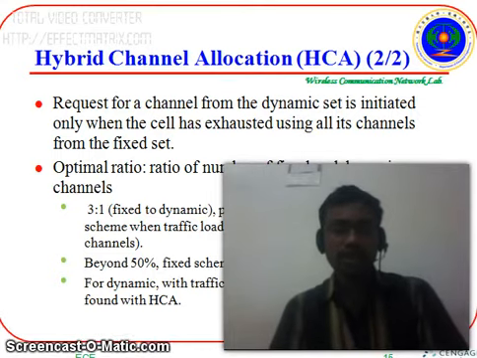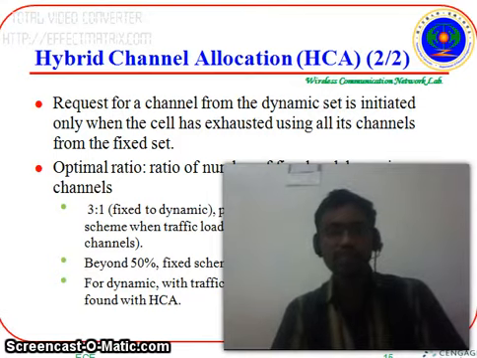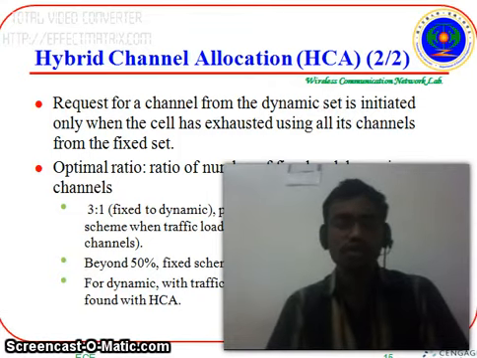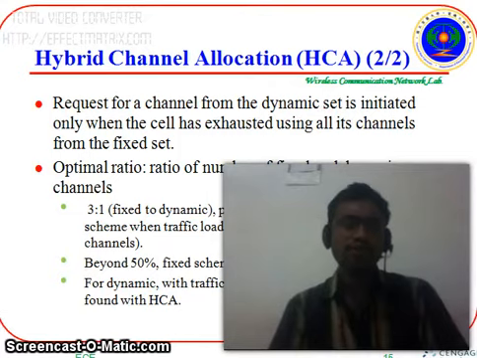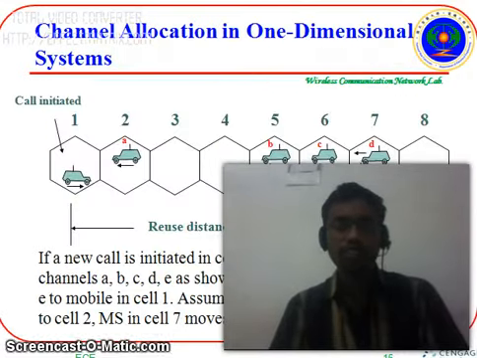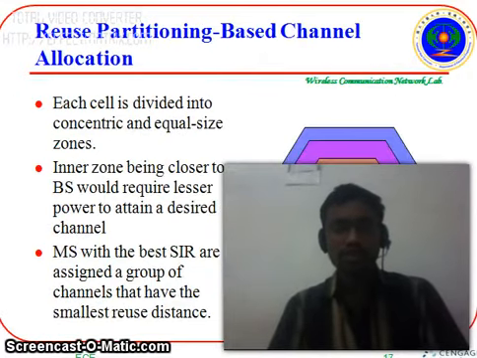For dynamic with a traffic load of 50% to 30%, better results are found. Once the traffic is very high, channel allocation also becomes very difficult in dynamic channel allocation. So in a heavy traffic situation, the fixed channel scheme has somewhat less of a problem. Here is another reuse pattern.